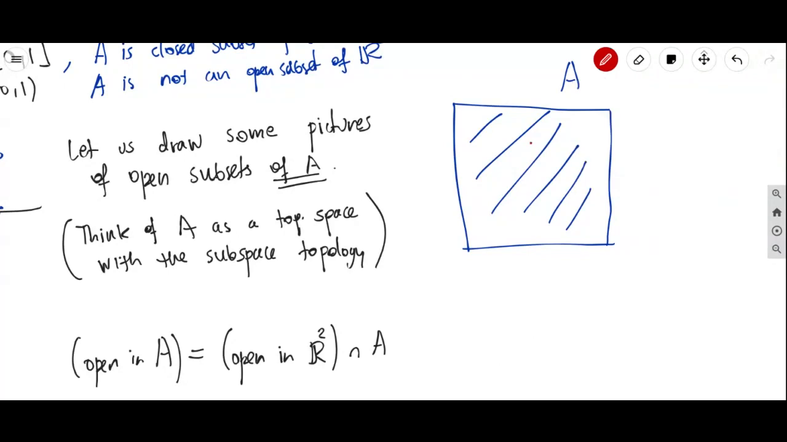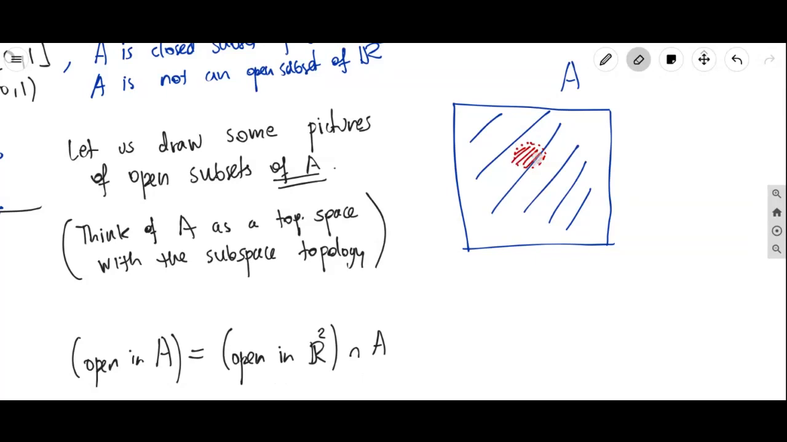So let's say you take this open disk. So here's an open disk. If you take this open disk and you intersect it with A, you get this open disk. So this open disk that you see over here, that's an open subset of A. So this open disk is both an open subset of A and it's an open subset of R2.